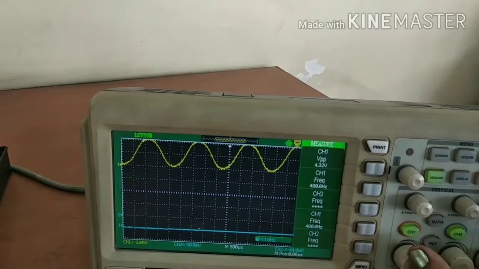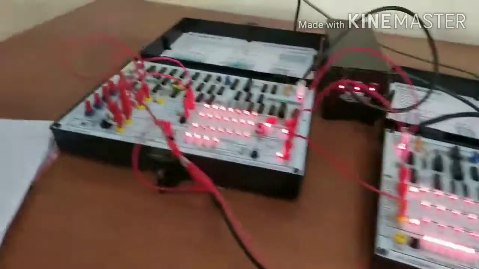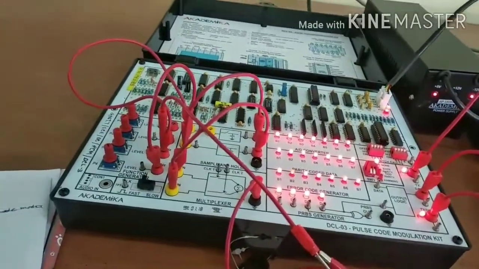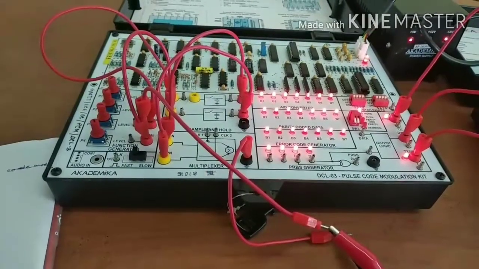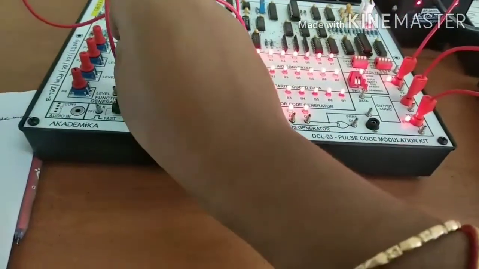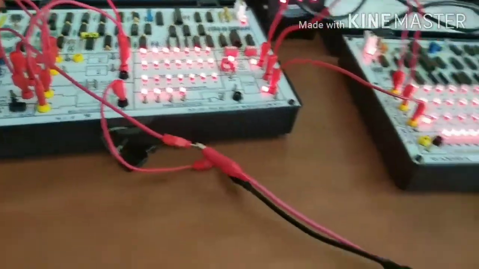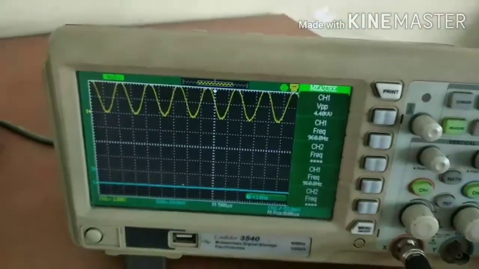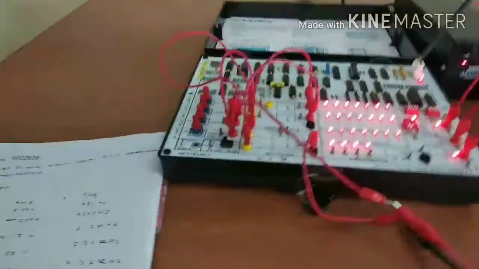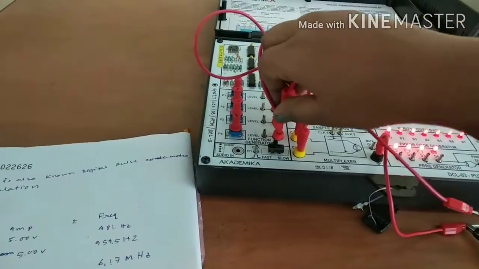We get the channel 1 signal. Next we need to measure the channel 2 signal. To measure the channel 1 signal, we need to connect the positive probe to channel 1. Then we get the channel 1 signal here in the DSO.